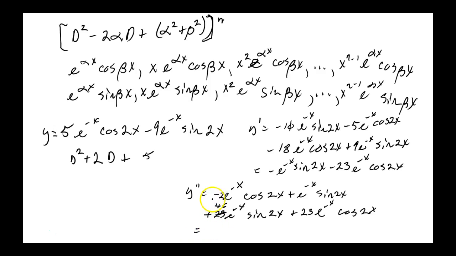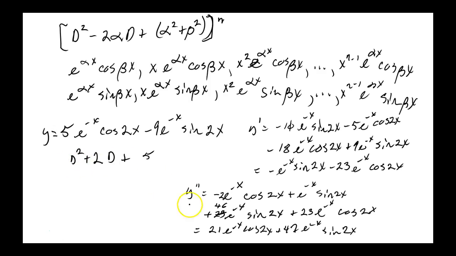All right, and let's combine some of those like terms. The cosine terms are a minus 2e and a plus, so that's going to be a 21e to the minus x cosine 2x. And the sine terms are going to be a plus 47 e to the minus x sine 2x. Okay. Getting to regret doing this.